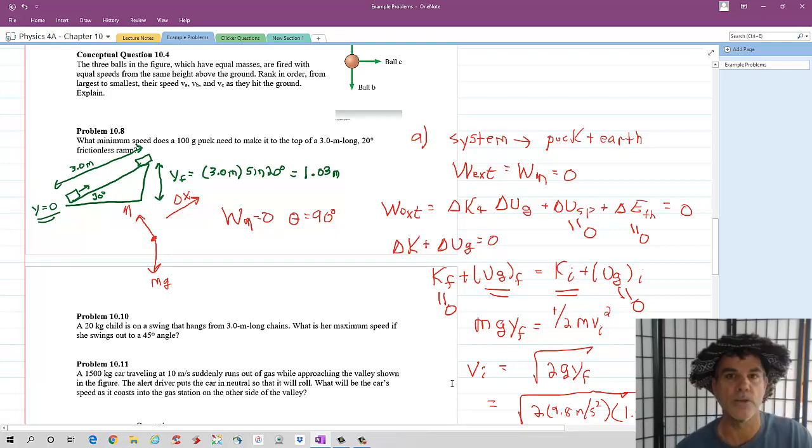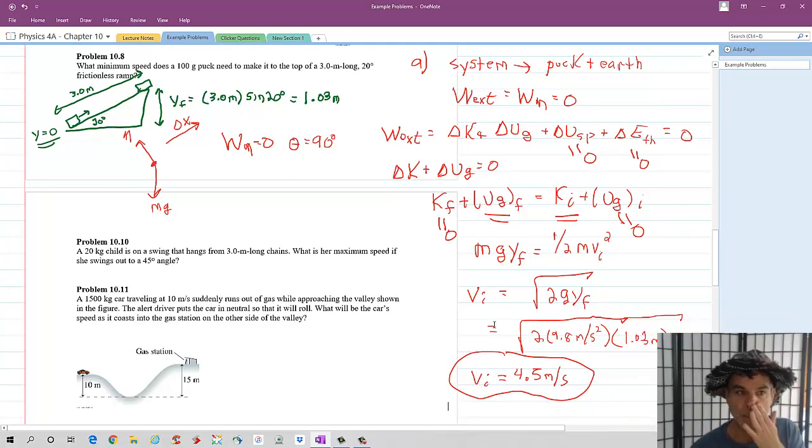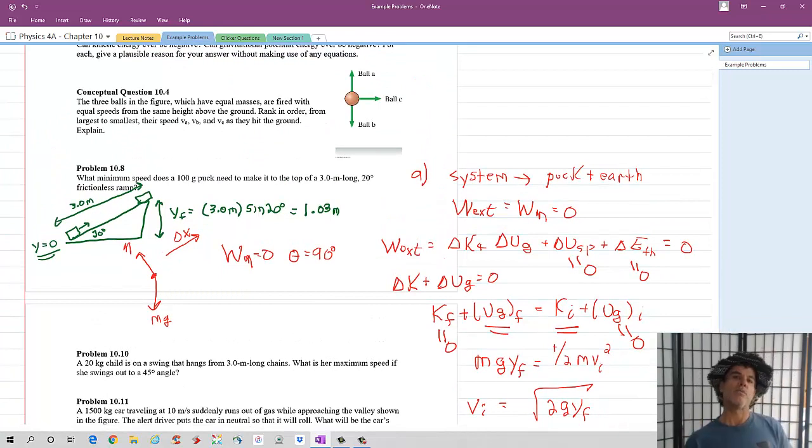Now, here's a cool little thing you can do, just as a review. So I could have solved this problem using Newton's laws.